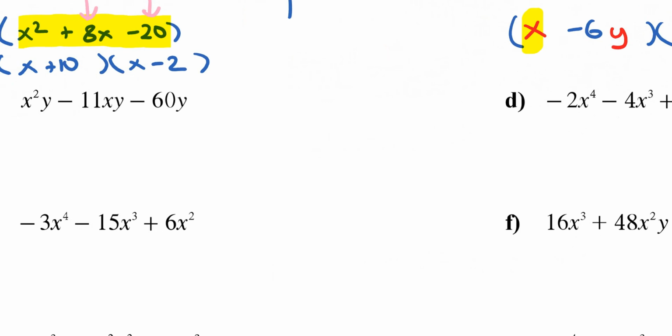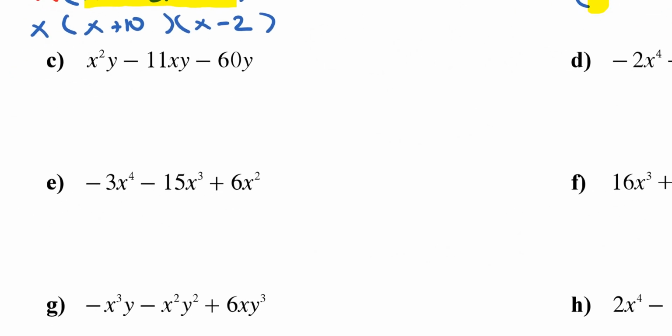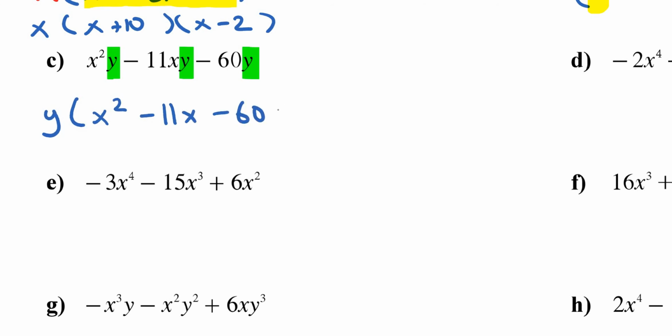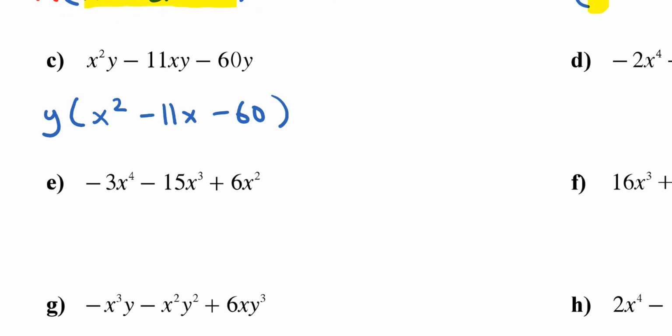Okay, let's move on to letter C. For letter C, one thing I noticed is that every single term has a y, so let's go ahead and factor that out. If I factor that out, I get an x squared minus 11x minus 60. Right, and I know that's going to work because if you just distribute the y on to every single term, you get back to the original problem. So we definitely factored out the greatest common factor correctly.